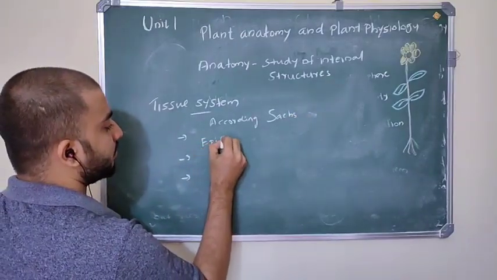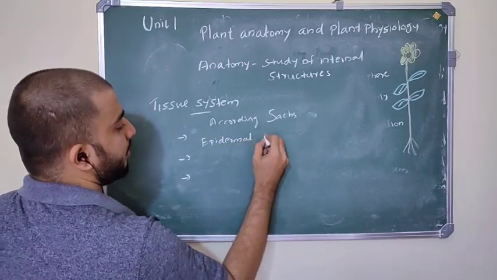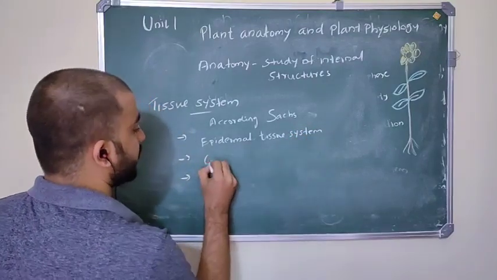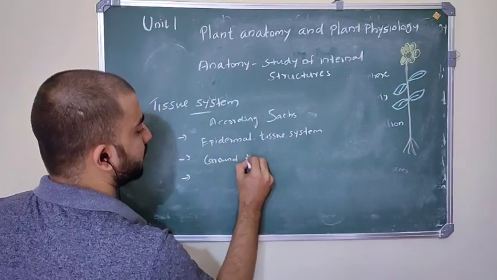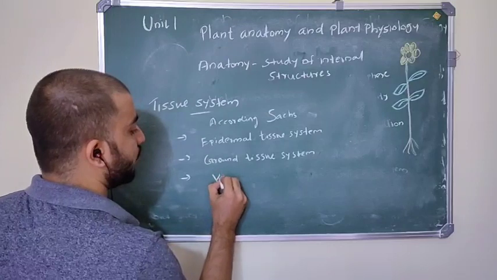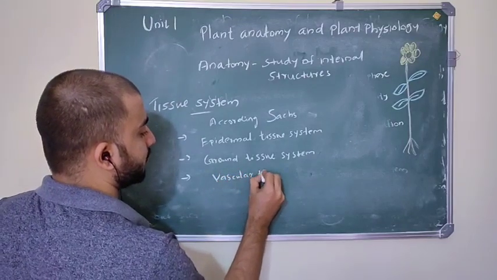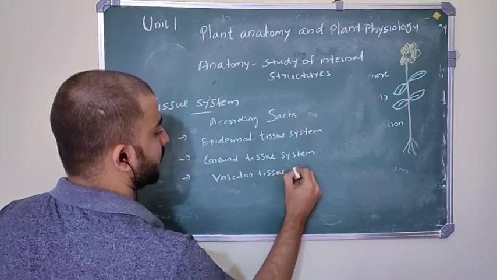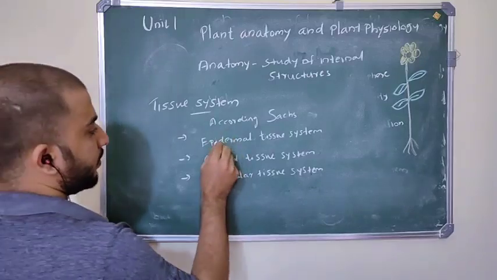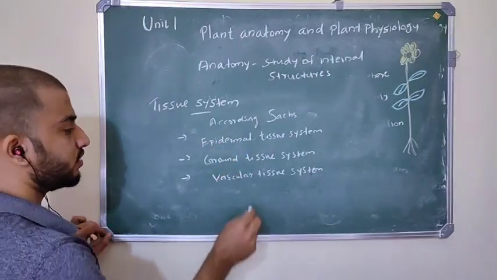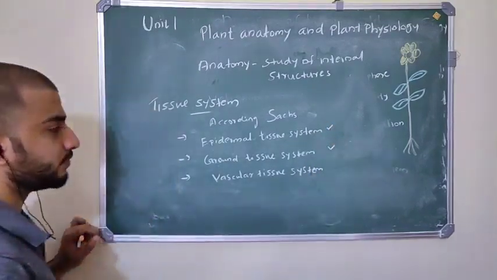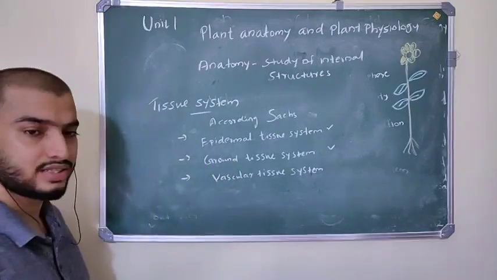Epidermal tissue system, ground tissue system, and finally vascular tissue system. So in plants there are three types of tissue system: epidermal tissue system, ground tissue system, and vascular tissue system, and we will study each one. First of all, we are going to discuss what is the epidermal tissue system.